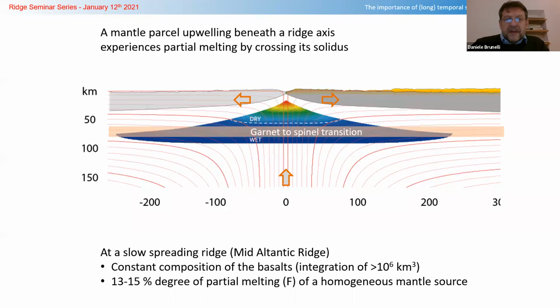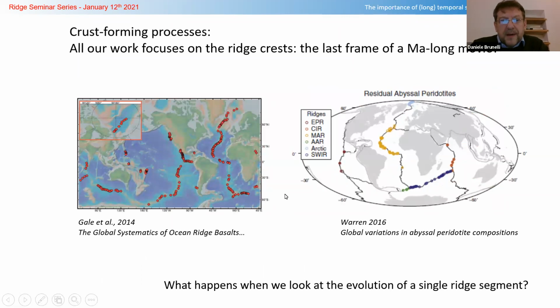So what happens when we move aside over time? We often assume this as a near steady-state process, but it is far from a steady-state process, either in space or in time. If we look at what we have collected along the mid-ocean ridges, our image of ridge tectonics and ridge magmatism is built up over a sampling that is only focused on the ridge crest. This of course comes from the limit that, as soon as we go out from the ridge crest, the oceanic crust is covered by sediments and becomes inaccessible.